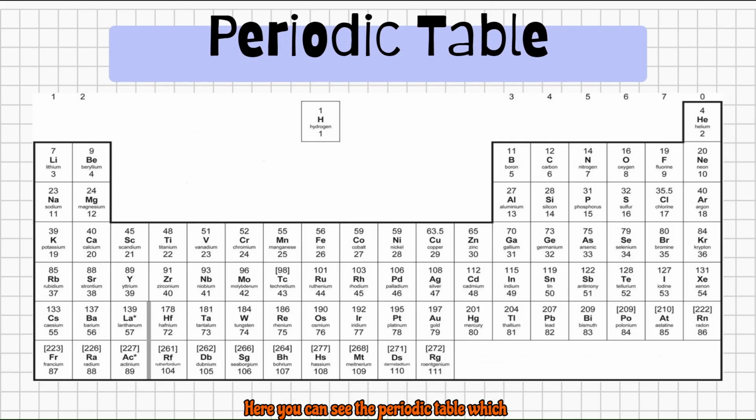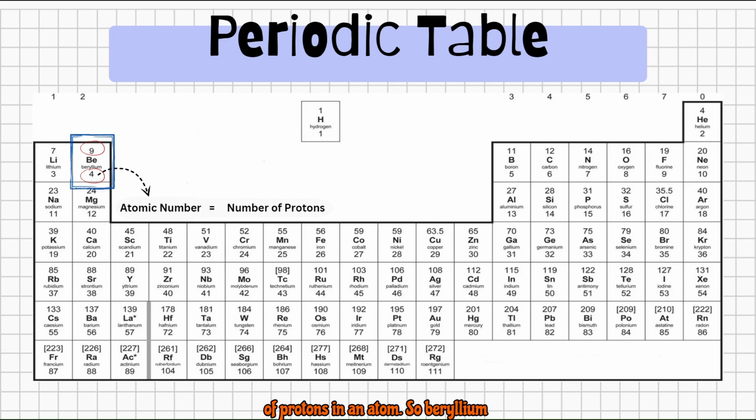Here you can see the periodic table, which shows us the symbols of all the different elements that exist. Each box in the periodic table represents a particular element. Now you can see that along with the element symbol, there are two numbers written in each box. The bottom number is the atomic number and tells about the number of protons in an atom. So beryllium has the atomic number 4, which means that it has 4 protons. And because a neutral atom has an equal number of protons and electrons, beryllium also has 4 electrons.